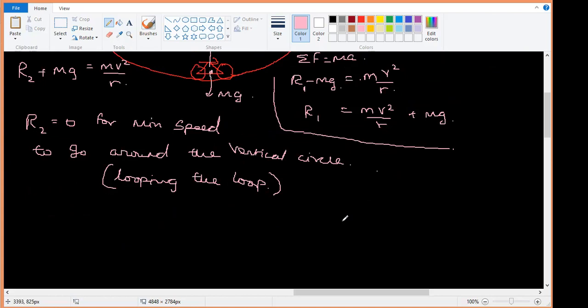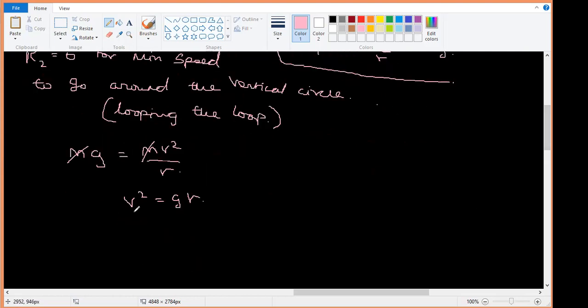So mg is equal to mv squared by r. Yes, that's correct. R2 becomes 0. So mg is equal to mv squared by r. So m cancels. v squared is equal to gr. Remember, this is the minimum speed, which means this is v minimum. So v minimum is equal to square root of gr.